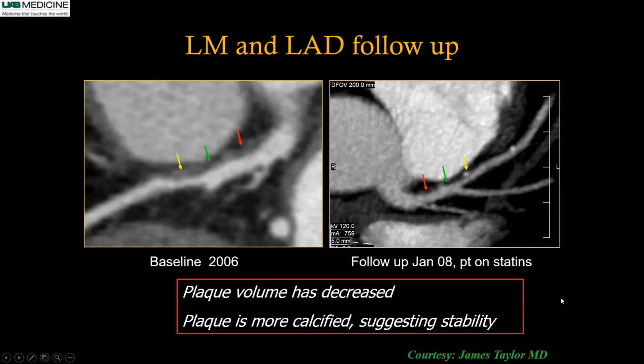So what we determine based on these two scans in one patient is that the plaque volume is decreased and it is more calcified, suggesting stability, suggesting that this is one way of objectively looking at the effect of statins in these patients. And I think subsequently there are many other research papers which have come out and showed the same finding.